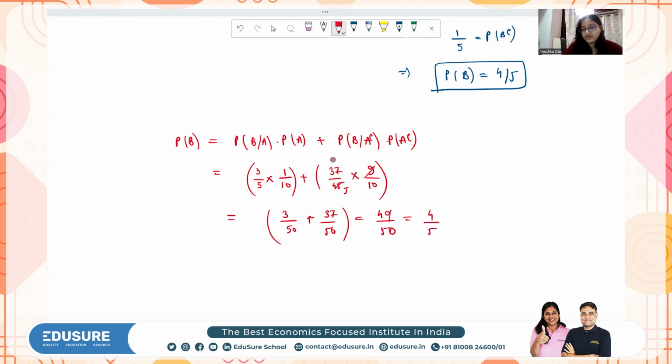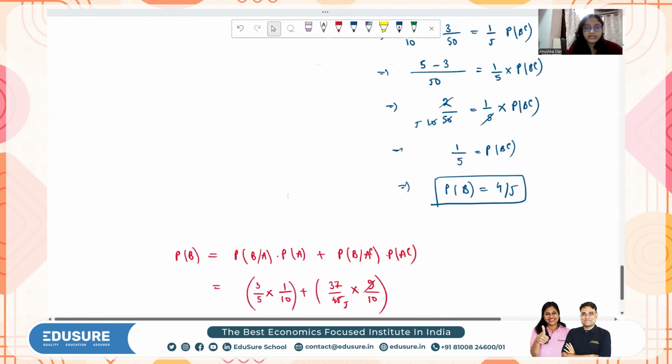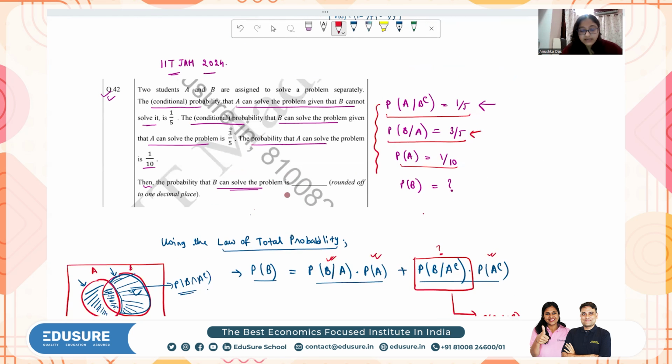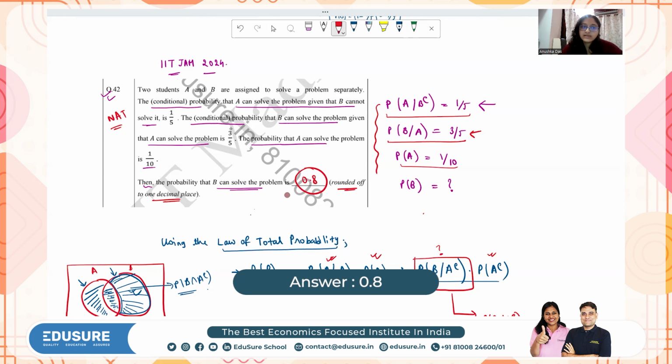So this will be 40 upon 50. 4 by 5 is nothing but 0.8. So this will be your answer for this question, 0.8. Probability of B is 0.8. Let us get back. So the probability that B can solve the problem is 0.8. Round it off to 1 decimal place. And this is the answer. This is a numerical answer type question, so you have to type this thing. So this was IIT JAM 2024 question number 42. The answer is 0.8.